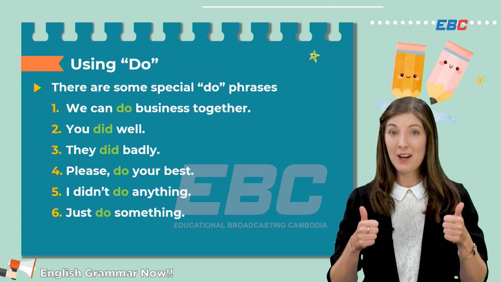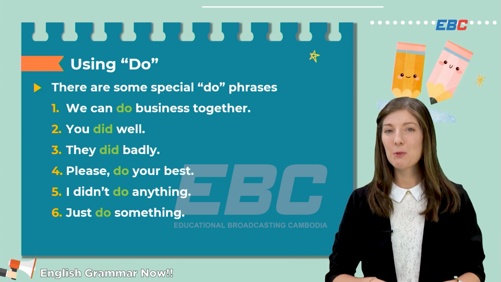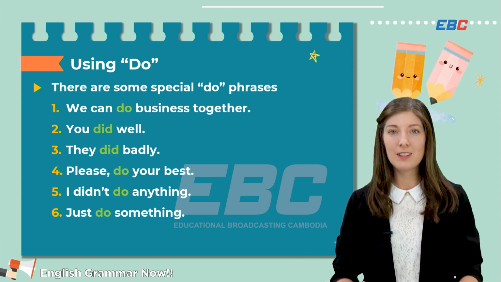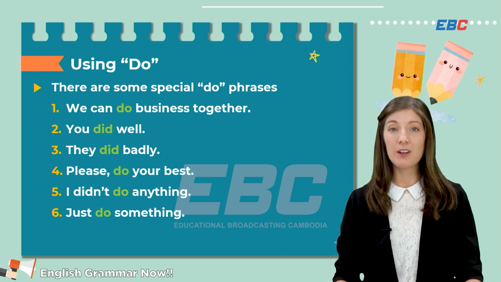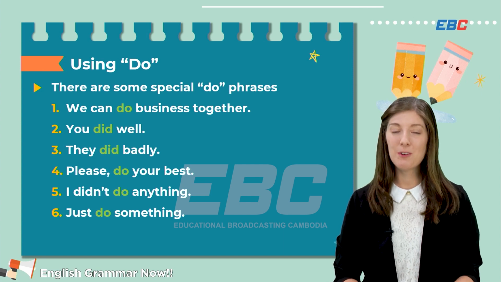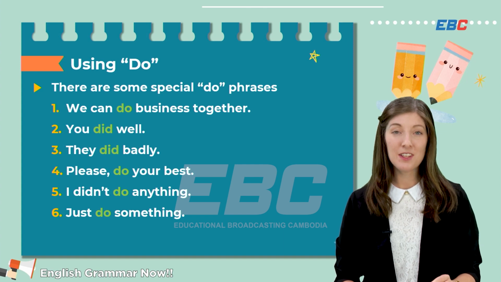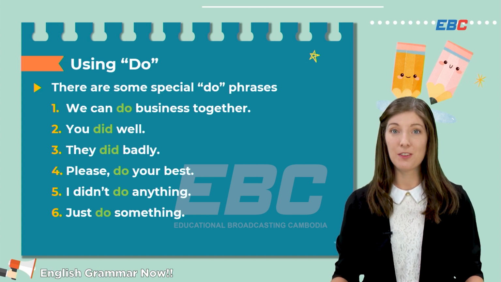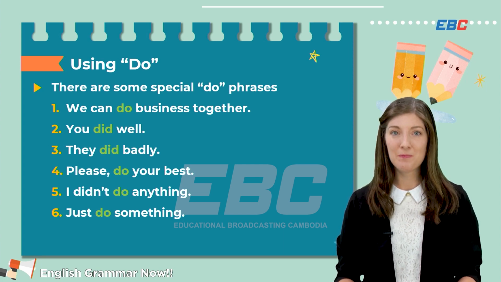In number 2 and number 3, we can add an adverb to describe someone's performance. You did well, they did badly. In number 4, you could tell someone, please do your best. You're asking them to try hard and hopefully do well. In number 5 and 6, we can add the words anything, nothing, something, and everything after the verb to do. Like in these sentences, I didn't do anything, or just do something.